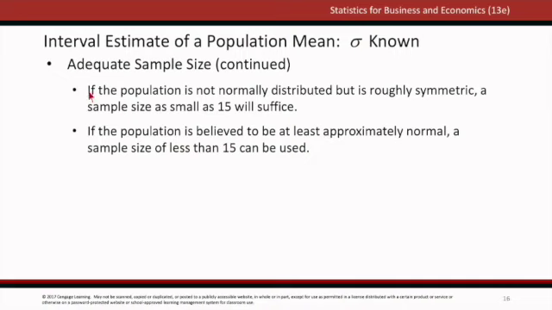Then, if the population is not normally distributed but is roughly symmetric, a sample size as small as 15 will suffice. If the population is believed to be at least approximately normal, then a sample size of less than 15 can be used.